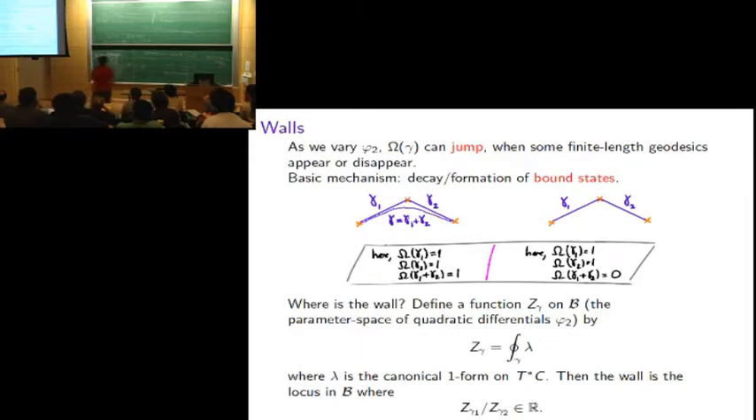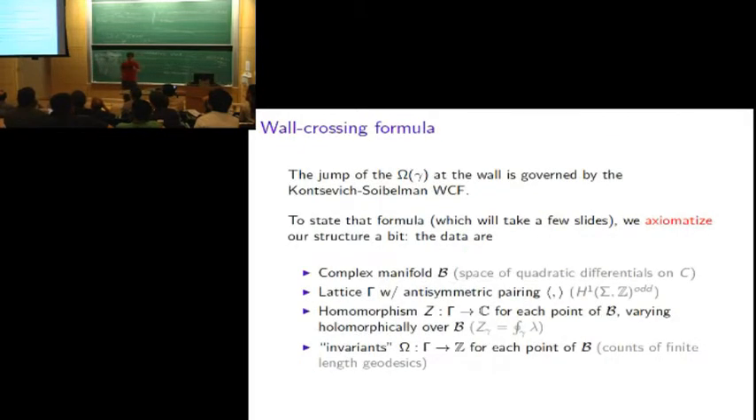But now you can ask the more interesting question of, how do I know what the invariants will be? If I know the invariants on one side of the wall, how do I know what they'll be on the other side? And that's governed by this wall crossing formula which Kontsevich and Soibelman wrote down, as it should be for any example of generalized Donaldson-Thomas invariants. So I want to tell you carefully what this formula is. It'll take a couple of slides. And since I'm going to the work of telling it to you, I may as well tell it to you in a general setting, not just in this particular example.